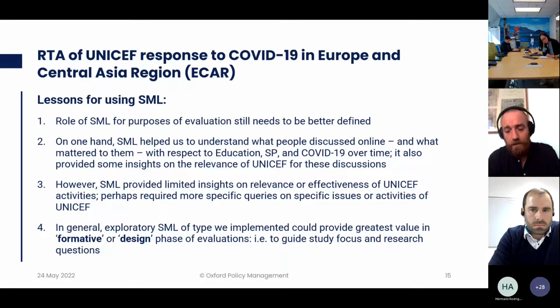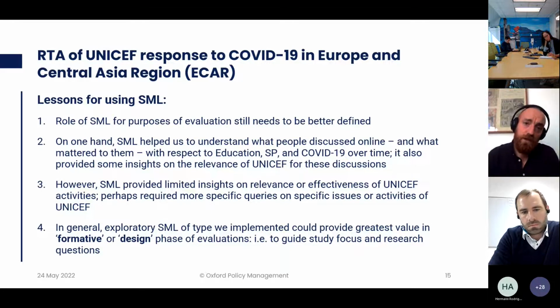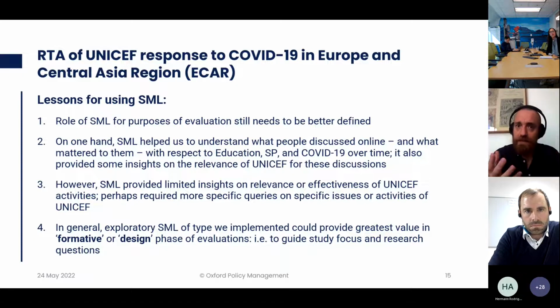And we think that's because social media listening can help you to identify what people talk about, what they care about, and how these things developed over time, right? So what we had in mind is doing some social media listening at the beginning to inform the definition of evaluation questions and the discussions, for example, that you would then have in key informant interviews and such. So that's just on social media listening in this RTA.